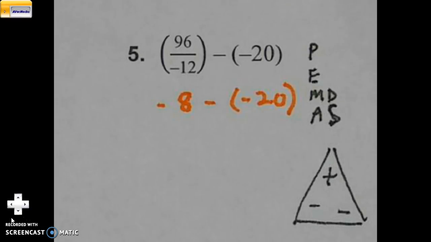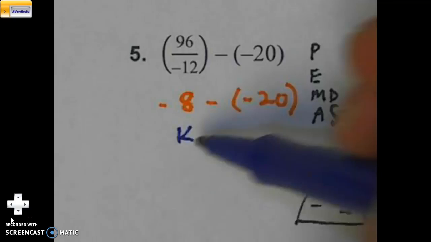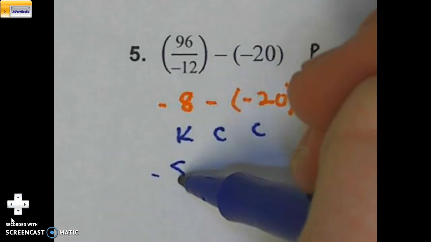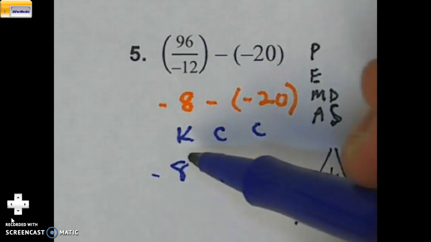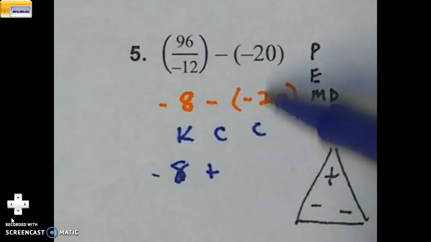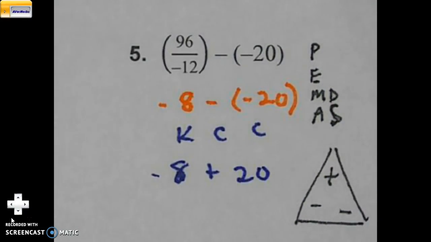Alright, my next step is, since I am subtracting integers, I use my fantastic rule, keep, change, change. I'm going to keep the negative 8. Let me fix that guy. I'm going to change my subtraction to addition and my negative 20 into a positive 20. Okay, same thing. We have two ways to look at this. You can do it the way that I just do it in my head, which is what works for me. Or you can do our rule.